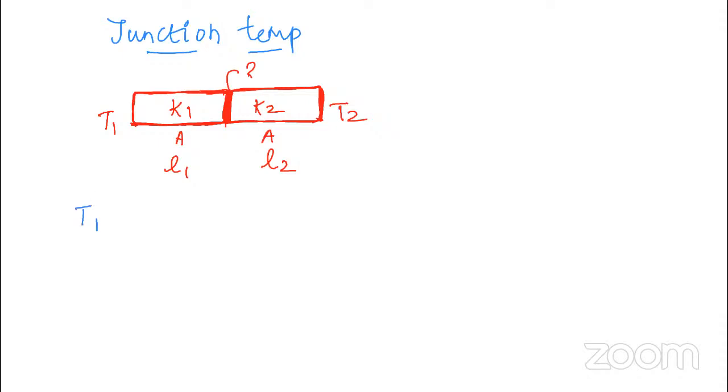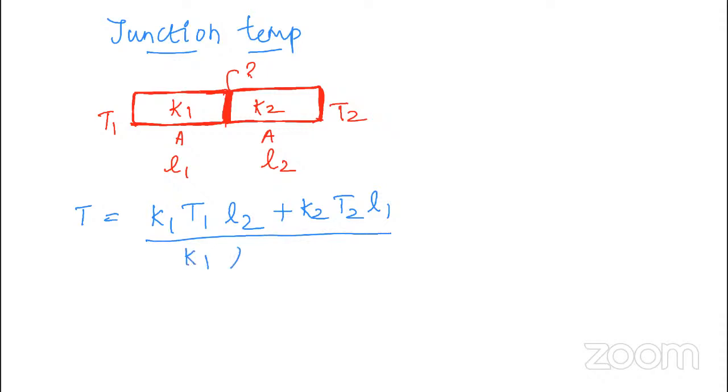T is equal to K1 T1 L2 plus K2 T2 L1 divided by K1 L2 plus K2 L1. Okay, so this is the formula to calculate the junction temperature.